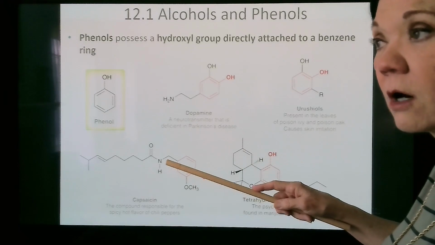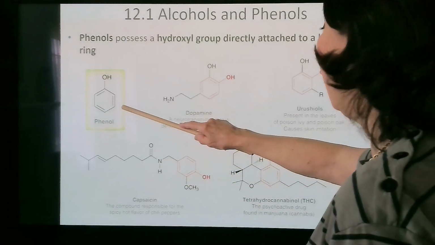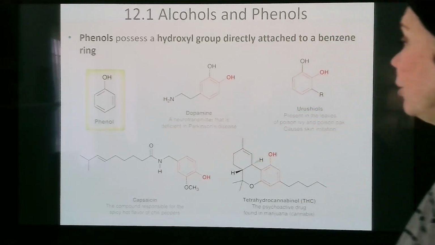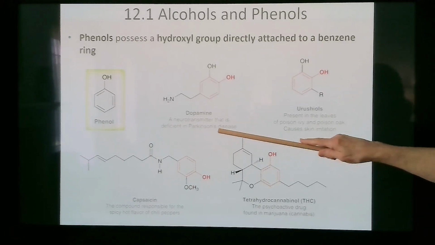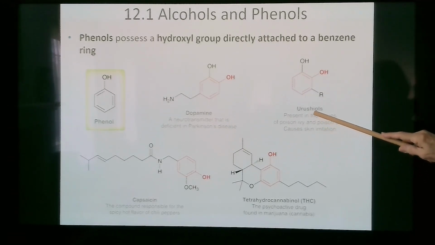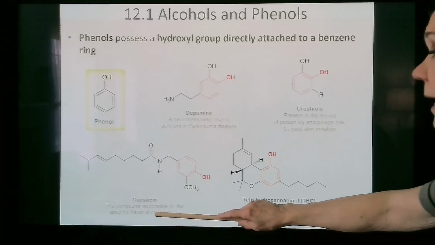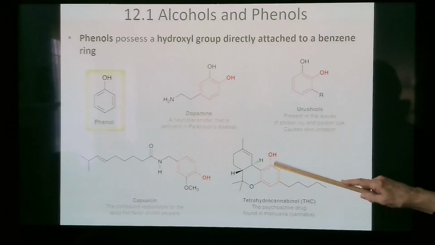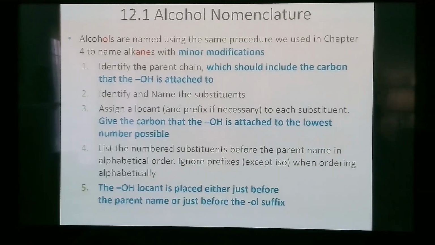Phenols also are a specific class of alcohol. It's an aromatic compound that possesses a hydroxyl group. Naturally occurring examples of that are dopamine, urushiol, present in the leaves of poison ivy and poison oak, capsaicin, you can see, and also THC. So alcohols are very prevalent in nature.